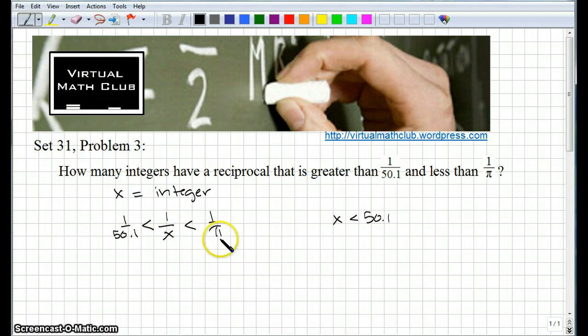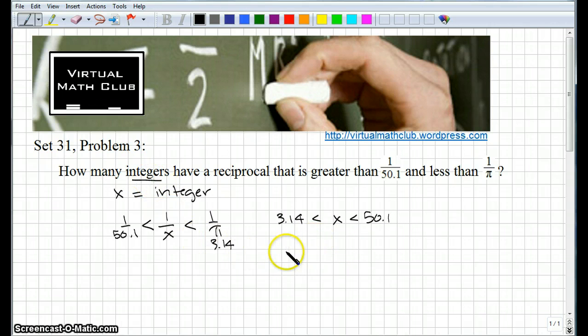So here, this is 3.14 approximately. So this is a bigger number than this one over here, 1 over 50.1. But if we take the reciprocals of those, this 1 over pi becomes a smaller number, 3.14, and then 1 over x was less than that, so x has to be greater than that. Okay? Does that make sense? So what we're looking for here is an x that is between 3.14 and 50.1. Okay? And it's an integer. We're given that it is an integer.